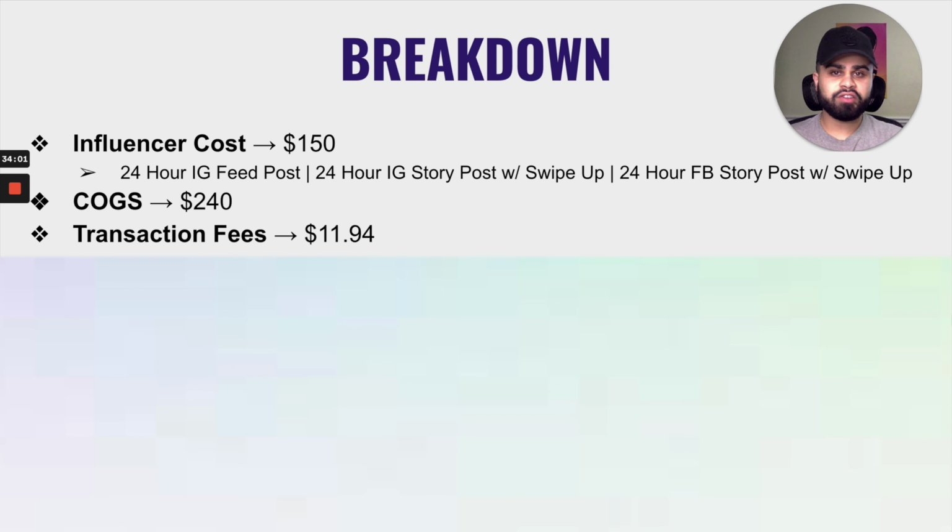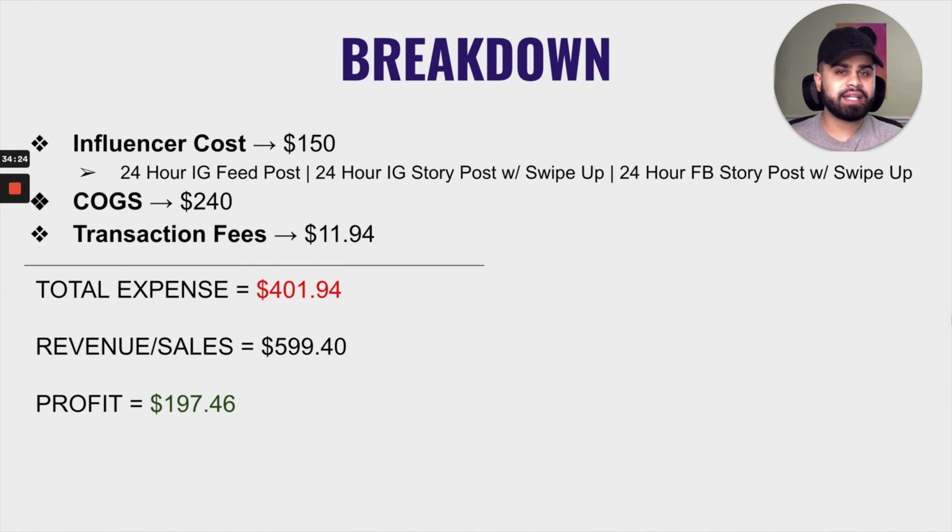The total cost of goods sold was $240 as there were 12 units in total. Transaction fees through Shopify Payments and PayPal included a total of $11.94, which means our total expenses came down to $401.94. Our revenue was $599.40 through the 28th and 29th, which left us with a profit of $197.46, or if you round that up, about $200. I personally think $200 is not too bad.